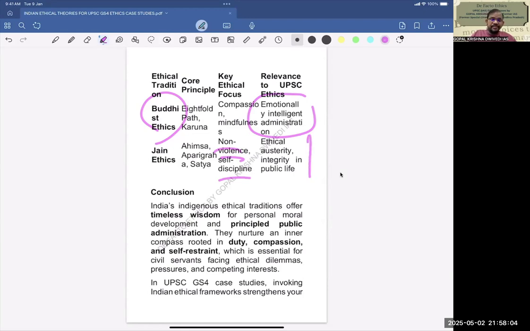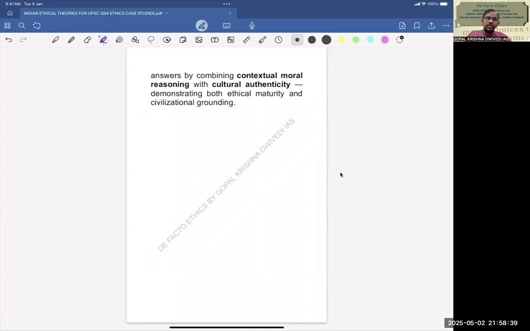Basically, some of the Indian ethical theories are similar to some Western theories. For example, the ethics of care and Kant's deontology match, to some extent, with some Indian ethical theories. And how is it important for the GS4 ethics paper? By invoking the Indian ethical framework, you can strengthen your answers. As I already told, this will give you contextual moral reasoning and cultural authenticity.